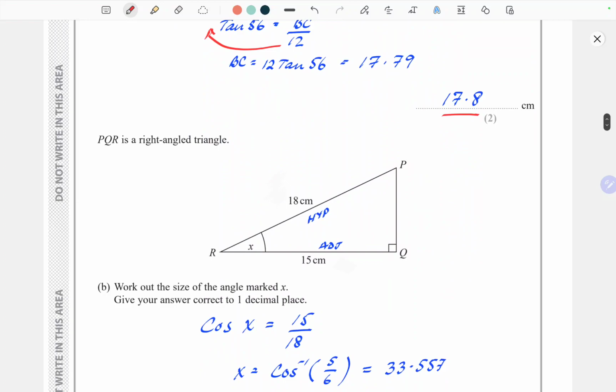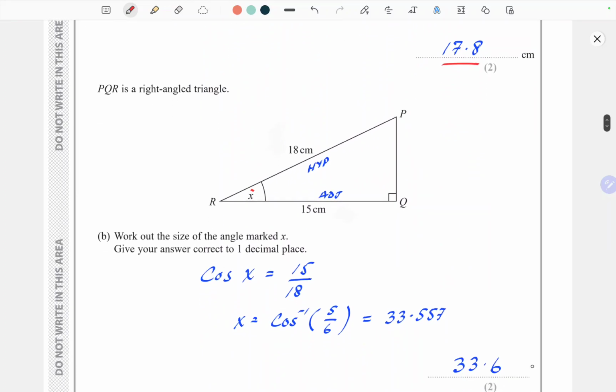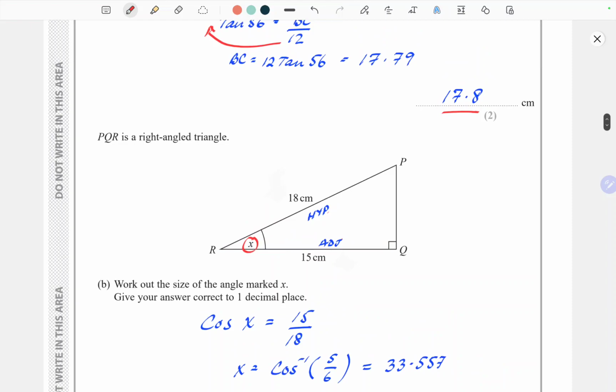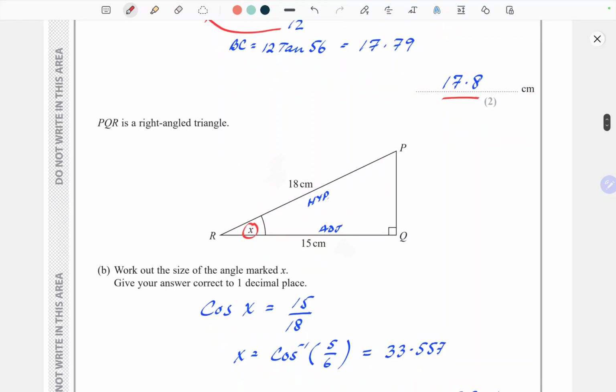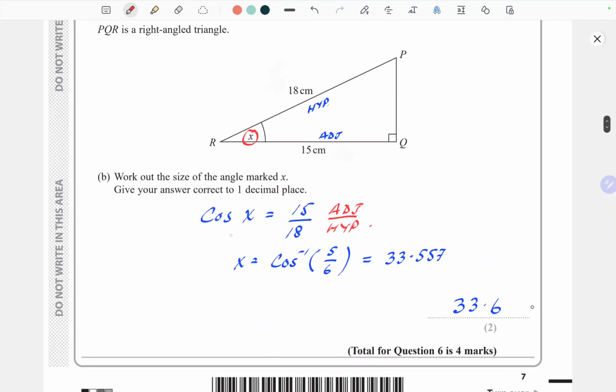All right. And very similar question this time, we want to find the angle when we're given two sides. In this case, we've got the adjacent and the hypotenuse. Referring to our SOHCAHTOA again, that one is effectively cos, because we have our adjacent over the hypotenuse, all right? And to use the inverse cos function of 5 over 6, which is 15 over 18, 33.557, again, one decimal place, so 33.6, all right?